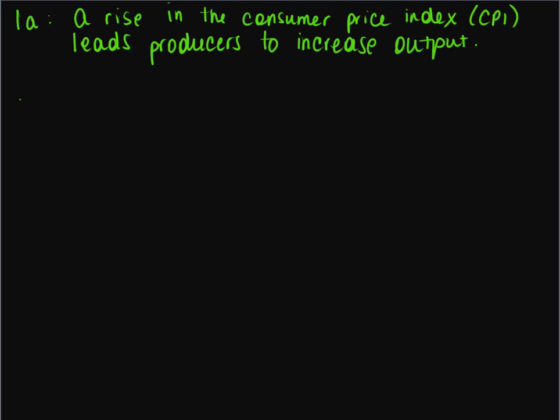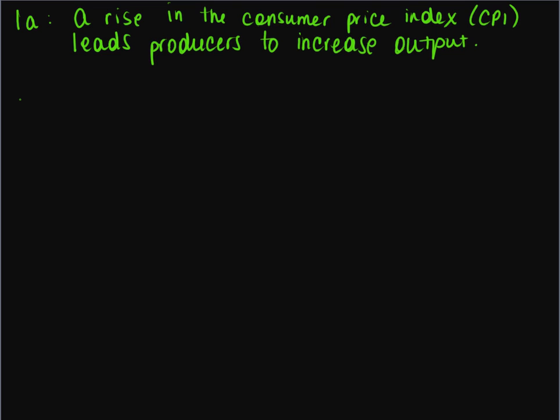So in this video, I'm going to do the Check Your Understanding problems 12-2. There are solutions for these in the back of the book, but I also am going to ask you to graph these at some point, so I want to give you some guidance on that. Part 1A asks you to consider a rise in the consumer price index that leads producers to increase output.